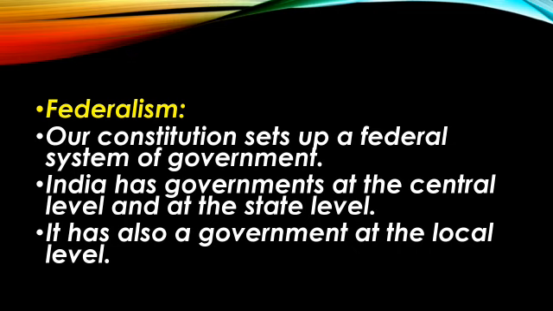Next is federalism. Our constitution sets up a federal system of government. India has government at the central level and at the state level. It also has government at the local level. India is a vast country. It would have been difficult to run the administration of the whole country from one center. That is why, besides the government at the national level, we have government at the state level. Our constitution demarcates the powers of the central and the state governments into different lists of subjects. These lists are the union list, the state list, and the concurrent list.